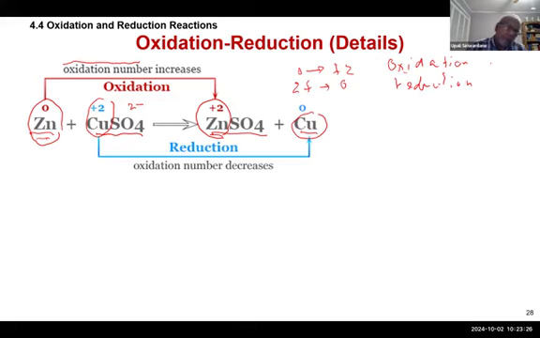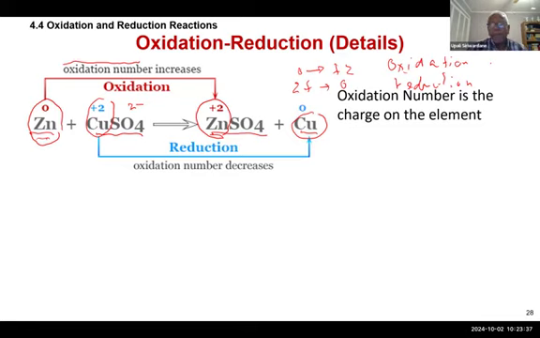Now let's see how you separate out these two electrodes and transfer electrons between the electrodes to create an electrical current. Oxidation number is the charge on the element. You look at the formula and figure out the charge. That charge number is the oxidation number. If its charge is +1, the oxidation number is +1.